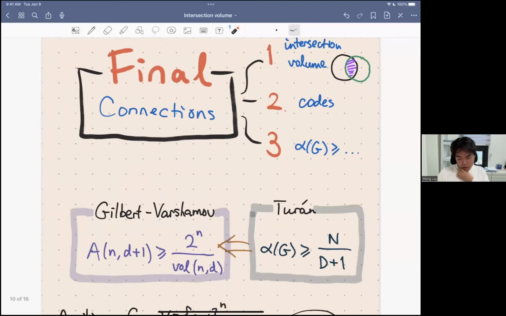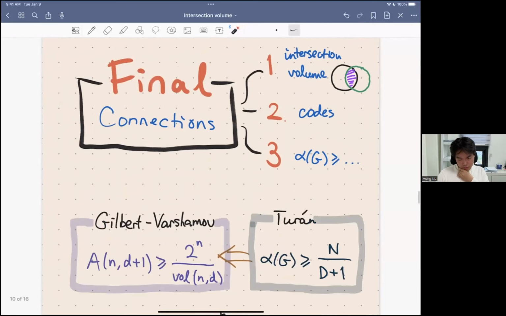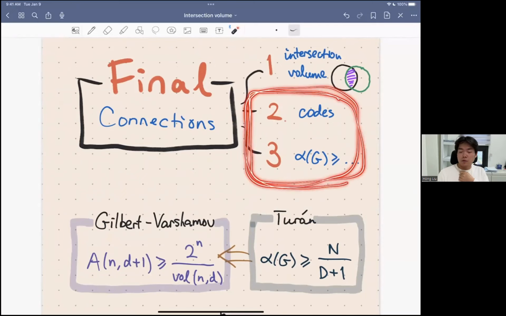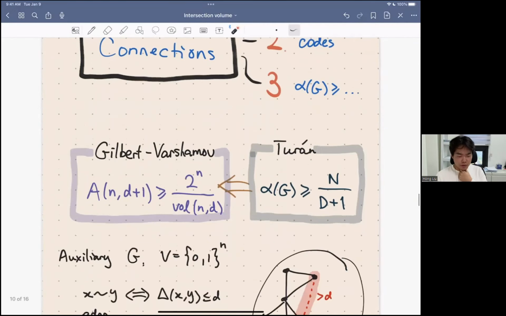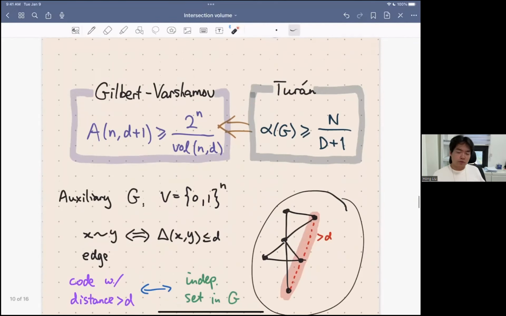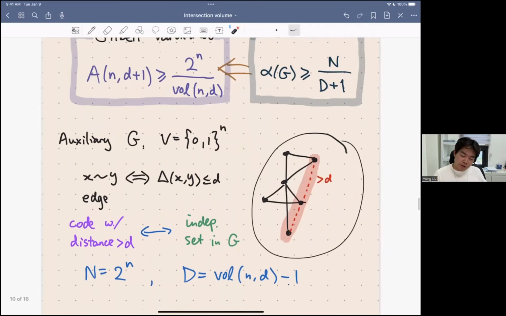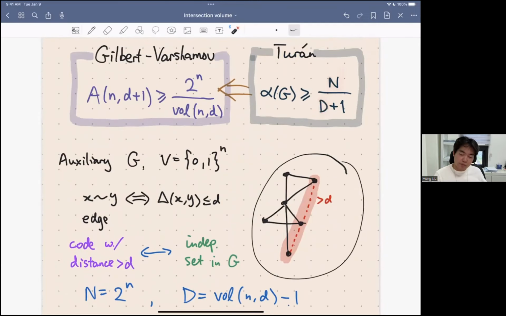First of all, let's look at 2 and 3. I want to show you that the Turan theorem that we've just seen in the complement form implies this Gilbert-Varshamov bound that we just proved. It's very simple. So here is the proof. If we have an n vertex graph that's d-regular, you can find an independent set of this size. That's Turan's theorem.